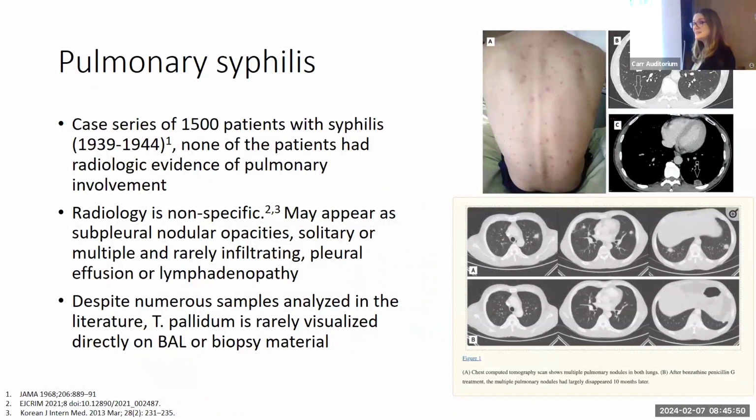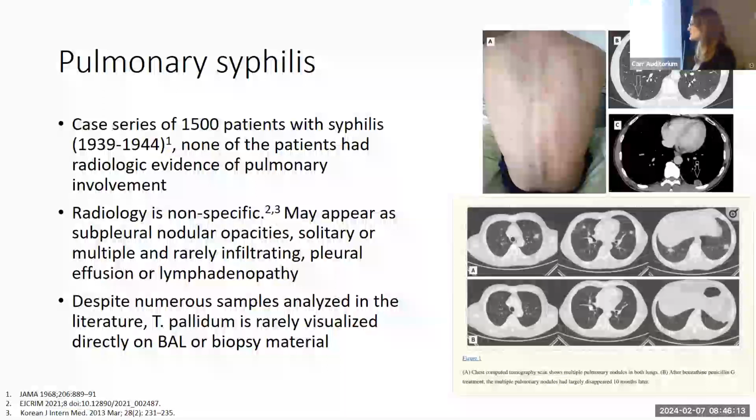There was a CID review article in 2006 that said that they found 9 credible cases of pulmonary syphilis between 1968 and 2006. And in the past 10 years, there have been more, probably as people are getting more imaging, more advanced diagnostics. Unfortunately, radiology is pretty non-specific.